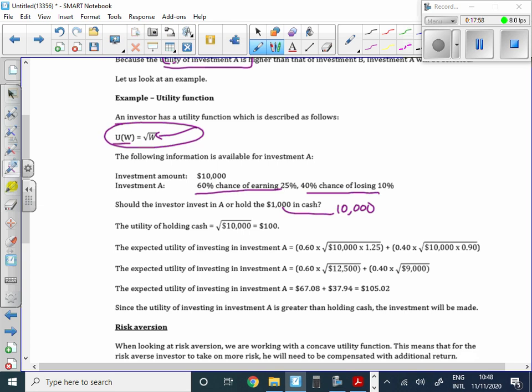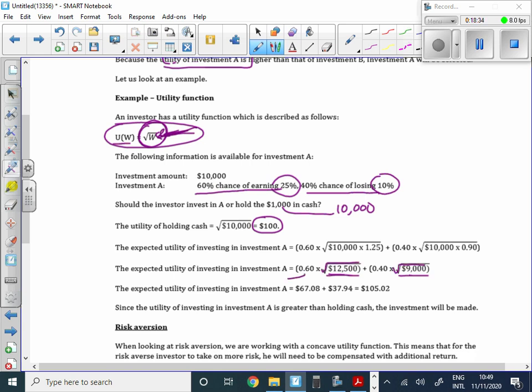We look over here, the utility of holding cash, using their utility function, is purely the root of the 10,000, giving you 100. The utility of investing, if he now decides he's going to invest in it, well, it'll be 12,500 as the first one, because he's got a chance of making that 10,000 an increase of 25, or it can go down to 9,000 if he loses 10,000. And again, use their functions, which is the root of the investment. So I root the investment.